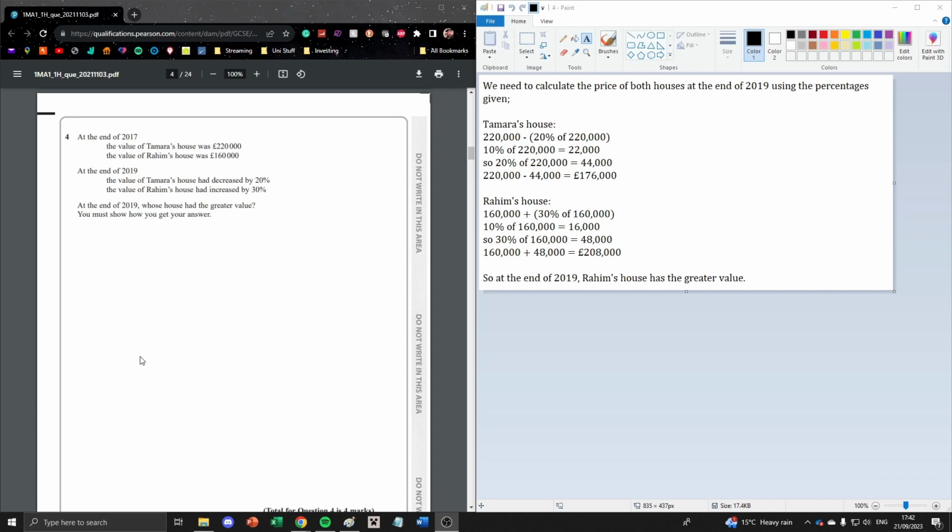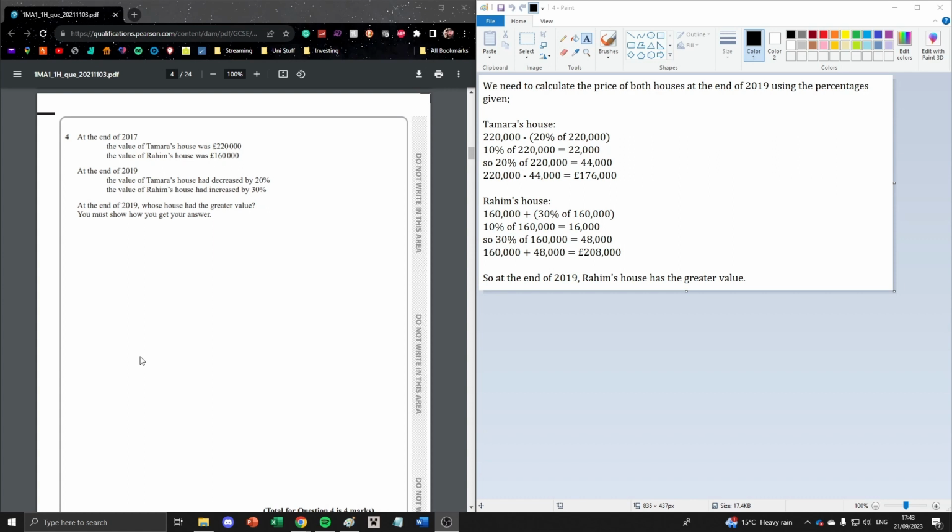Question 4 talks about percentage increases and decreases. So we're told that at the end of 2017, the value of Tamara's house was £220,000 and the value of Raheem's house was £160,000. We're then told that by the end of 2019, the value of Tamara's house had decreased by 20% and the value of Raheem's house has increased by 30%. And we're then asked to find out at the end of 2019 whose house has a greater value.